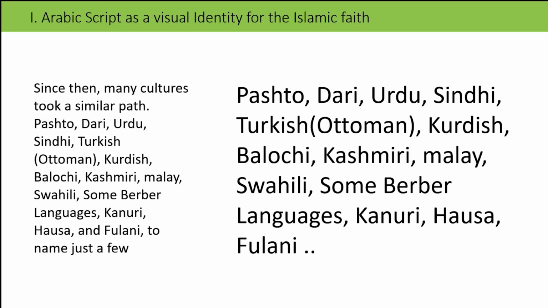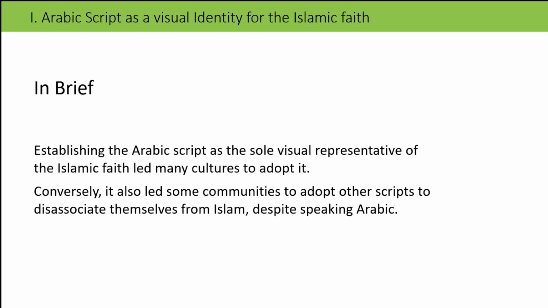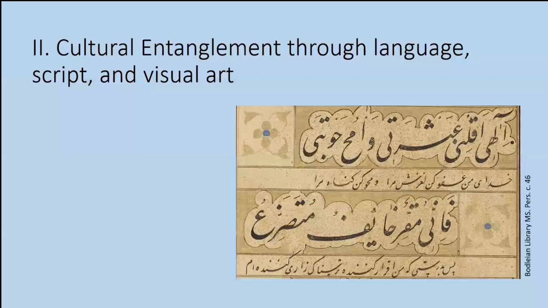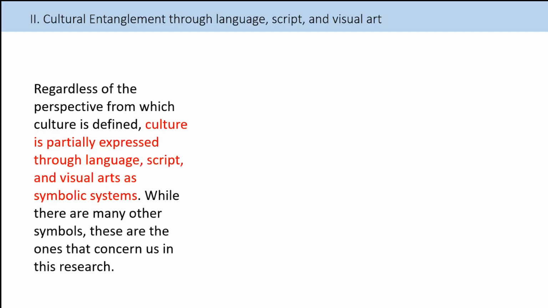Pashto, Dari, Urdu, Sindhi, Turkish, Kurdish, Balochi, and many more than the ones I wrote here adopted the Arabic script because Arabic was the representative of Islam. In brief, for this section, establishing the Arabic script as the sole visual representative of the Islamic faith led many cultures to adopt it. Conversely, it also led some communities to adopt other scripts to disassociate themselves from Islam, as we will see, despite speaking Arabic. The second part is cultural entanglement through language, script, and visual art.